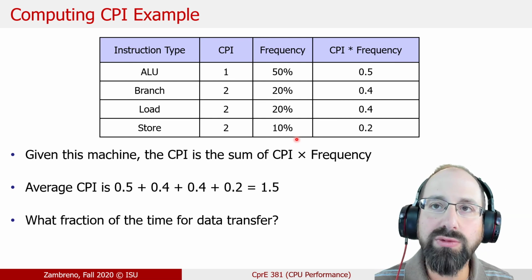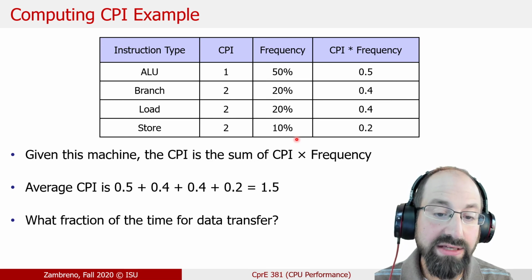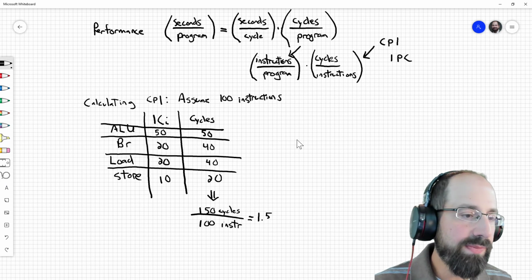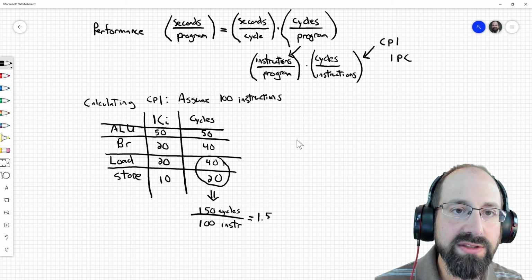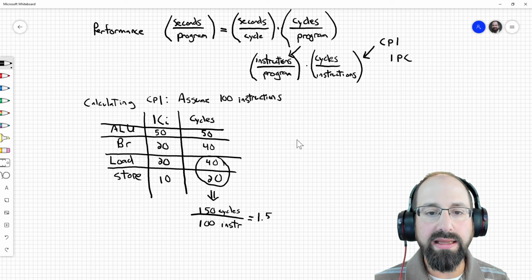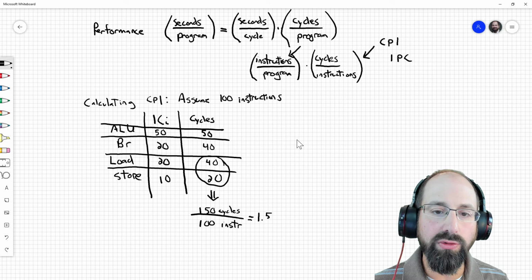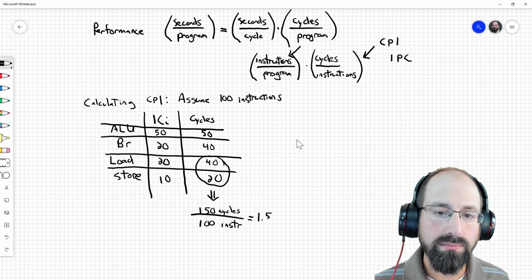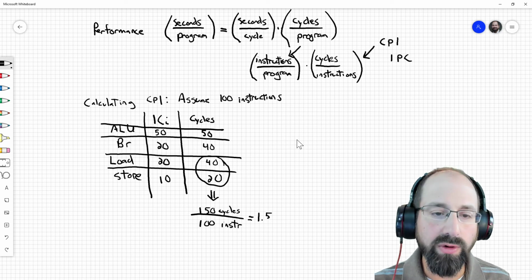Yes, you could go back to this weighted frequency table and answer the question. But if we go back instead to our whiteboard version of it, what fraction of the time is spent in data transfer? Well, we have 150 cycles, of which 60 of those cycles are spent in data transfer. So the answer would just be 60 over 150, right? 40% of the time. At least to me, that winds up being an easier way to reason about this style of question.